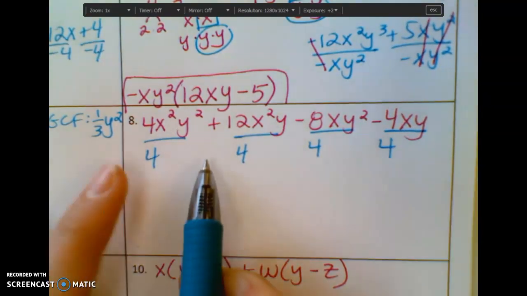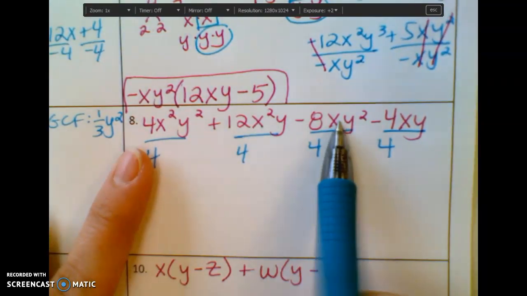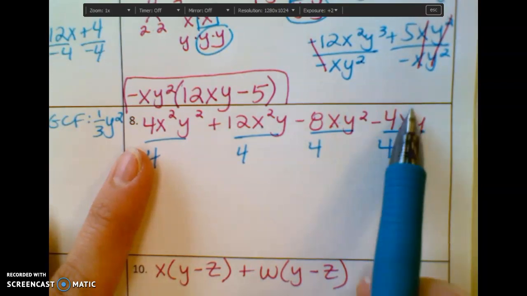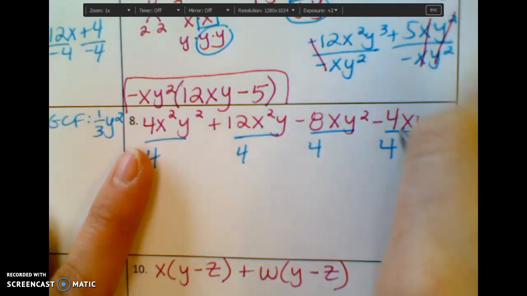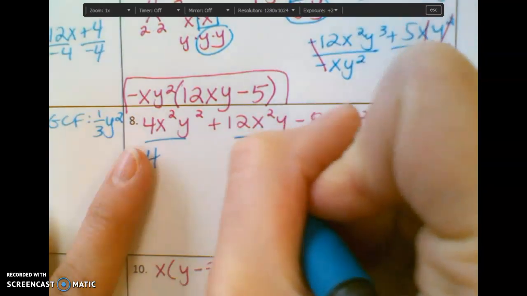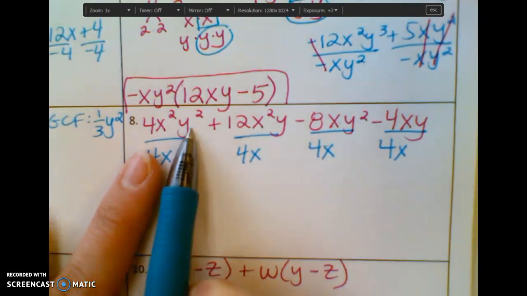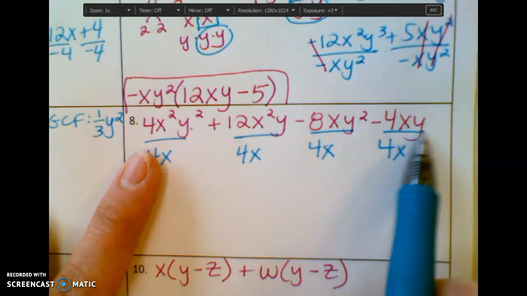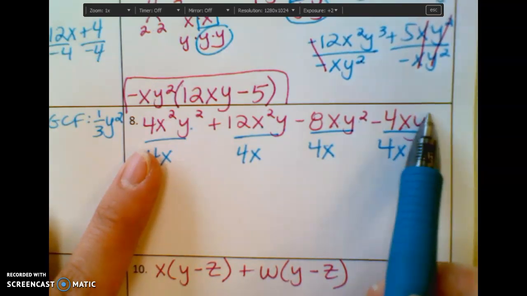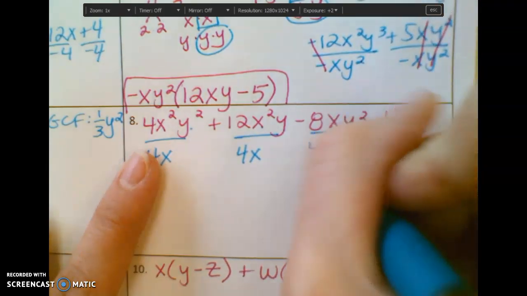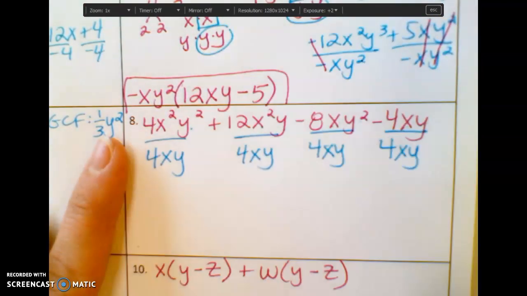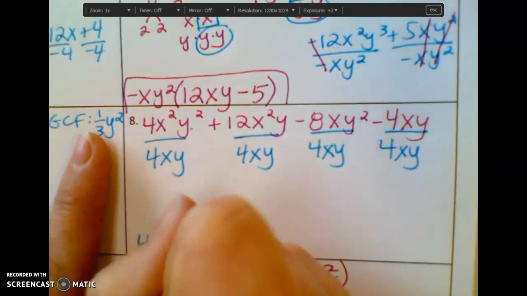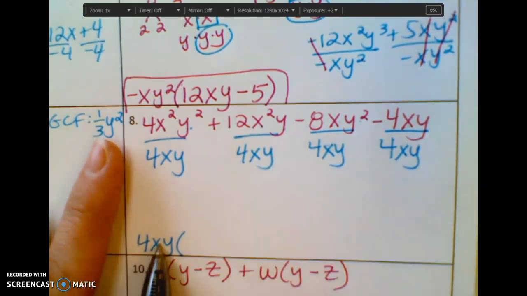Well, let's look at the x's. X squared, x, and x. What's the least amount of x's? 1. So we know we can take 1x out of everything. Y squared, y squared, y. They all have a y in common. The least exponent is 1, so we know we can take out a y. So we take our GCF, 4xy, we put it out front.